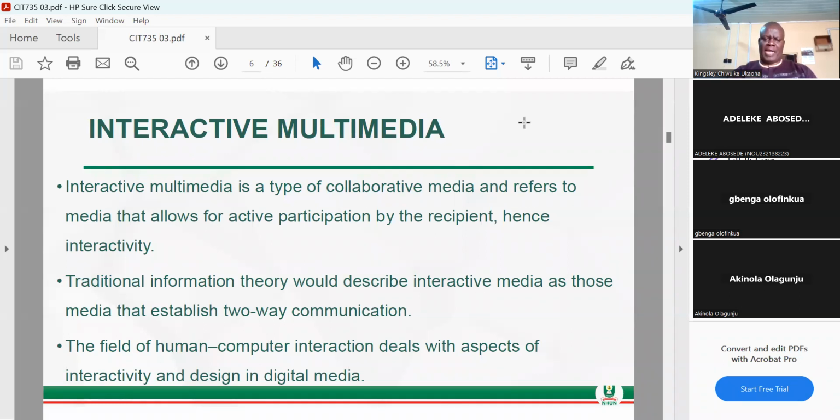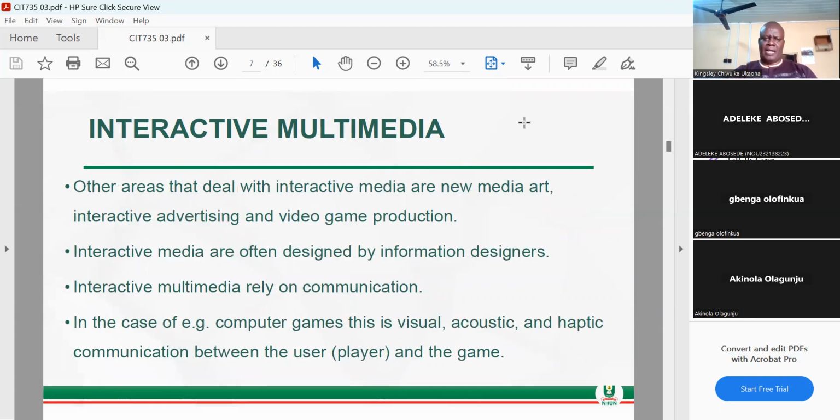And the field of human-computer interaction deals with aspects of interactivity and design in digital media. Other areas that may deal with interactive multimedia are new media art, interactive advertising, and video game production. Many of us watch video games. Many of us also watch adverts on television and different graphic or media arts. So interactive multimedia are often designed by information designers, and they rely on communication. I speak, you receive, you speak, I hear or I receive.